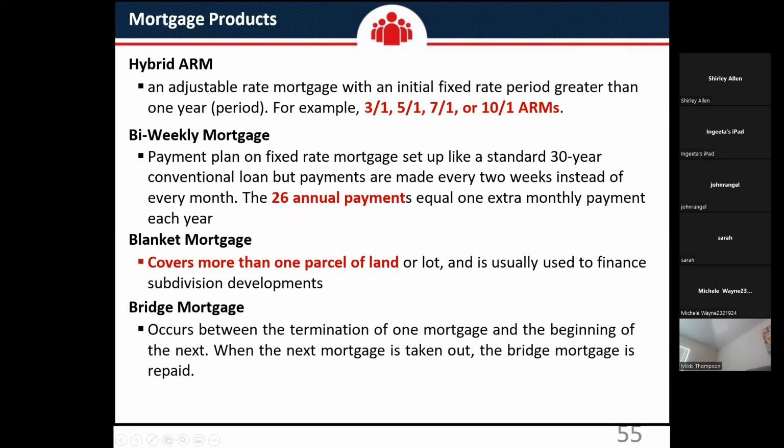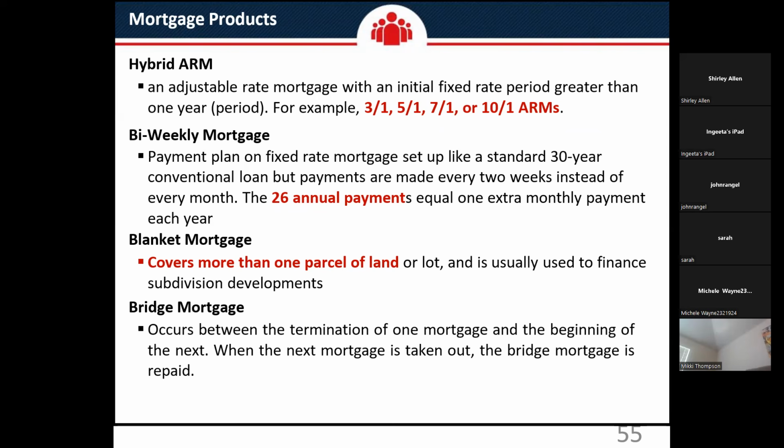Other mortgage products: hybrid ARM, an adjustable rate mortgage with an initial fixed rate period greater than 1 year. We have all kinds of them, and we used to do a lot of them. I don't really know if there are other ones that we used to do still out there, like the 5/25, 3/27s, and things of that nature. But we have examples of the 3-1, 5-1, 7-1, or 10-1 ARM. Those are hybrid ARMs.